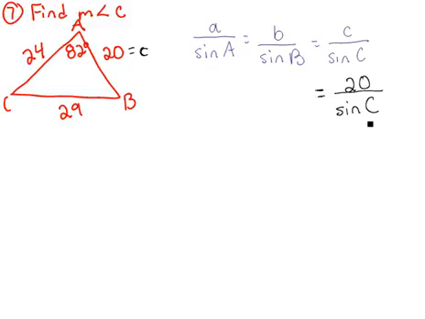Now let's see if we know all the information for any of the other ones. We've got angle B here. We don't know the measure of angle B. We've got side little b. We do know that. We've got angle A, and opposite that, we have side little a. Which one do we have all the information for? A. So let's use the A. So we've got little a is what? 29 over the sine of how many degrees? 82.